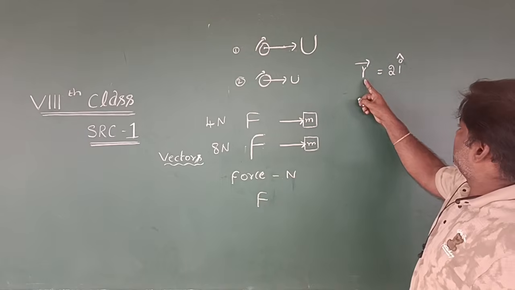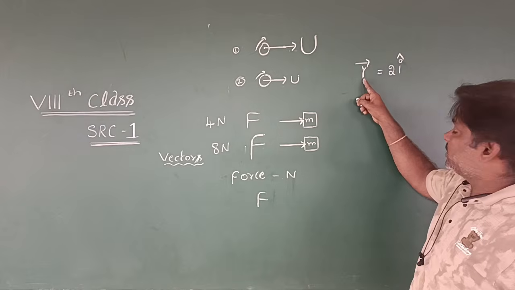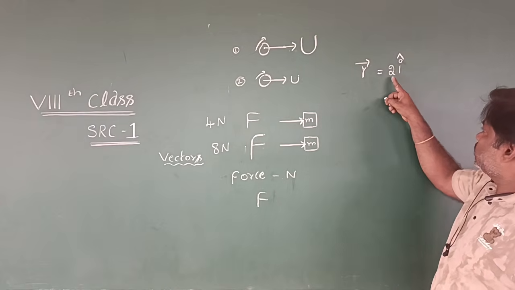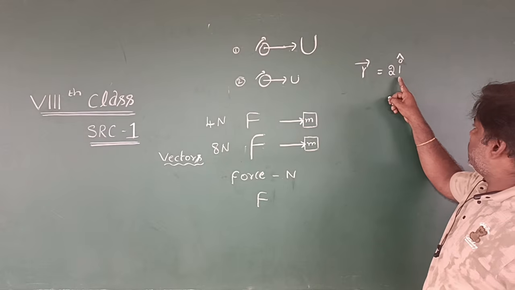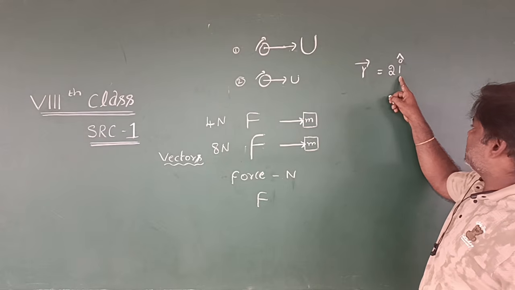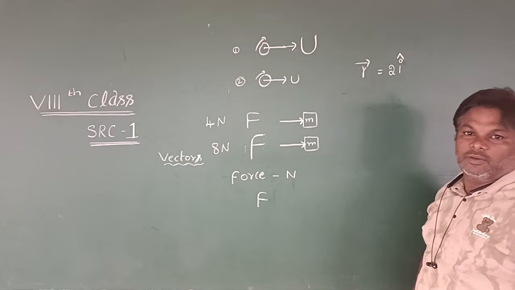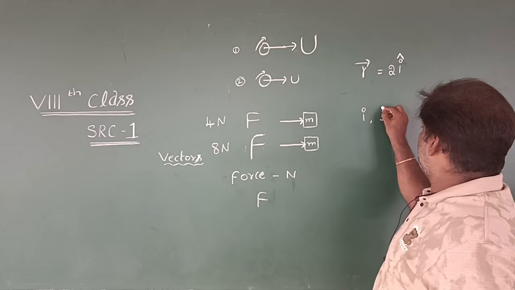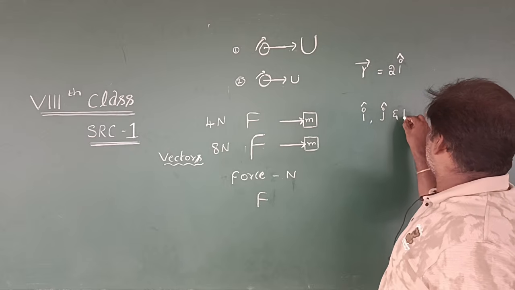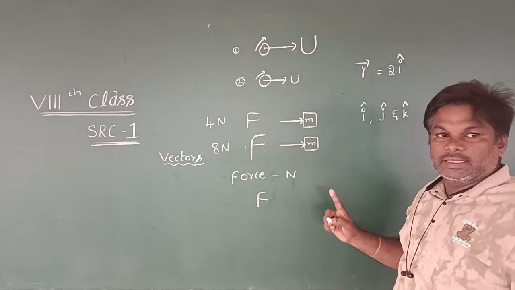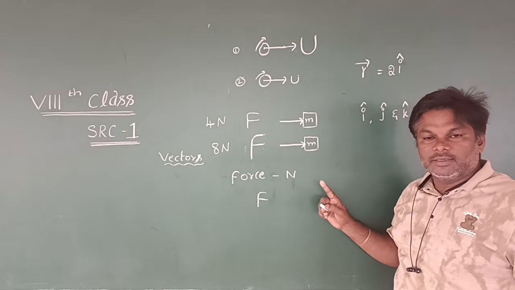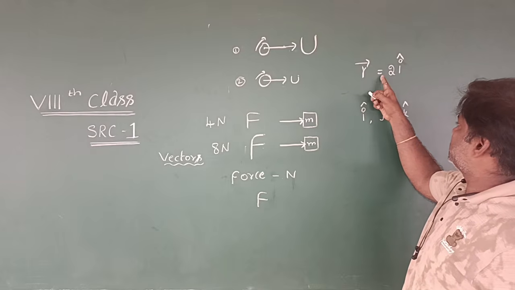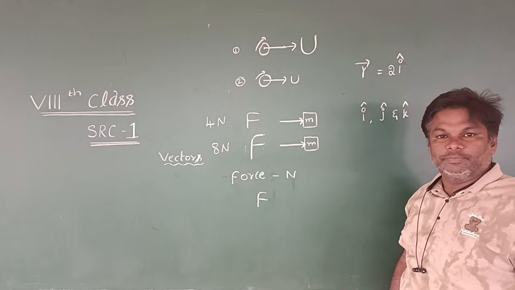Okay, look, r bar, a position vector, is equal to 2 i cap. Here 2 is magnitude along x-axis. Along x-axis, i cap is a unit vector. We have 3 unit vectors, i cap, j cap and k cap, which are the unit vectors along x-axis, y-axis and z-axis. Suppose if I am writing like this, r bar is equal to 2 i cap.